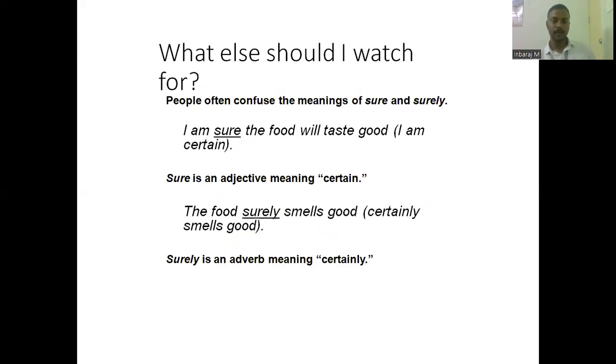And also people confuse the meaning of sure and surely. I'm sure the food will taste good. Here, sure is an adjective, and it means the certainty of the person. So sure here is an adjective. And look at this sentence: the food surely smells good. Surely here means certainly, and it is an adverb, and that describes the verb smells.